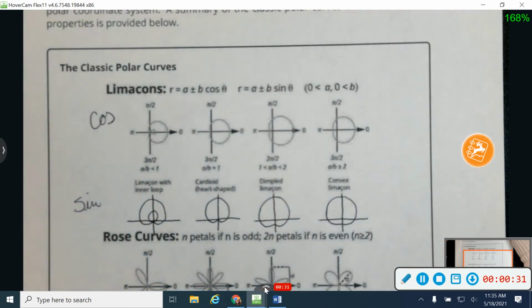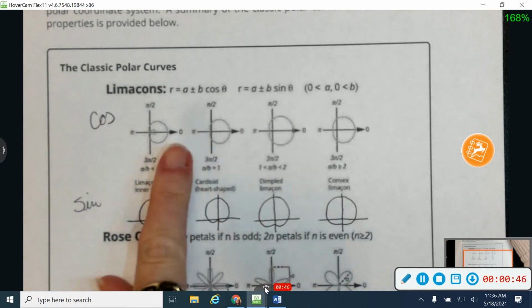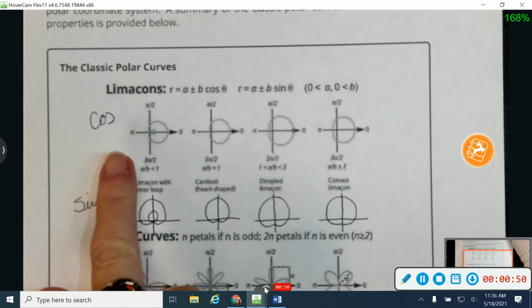All right, the top row is what happens if you have cosine. So label that top row, the only row where you have cosine, as cosine. Cosine is going to happen on the x-axis. My positives will look like this. My negatives will flip around and be on the negative side.